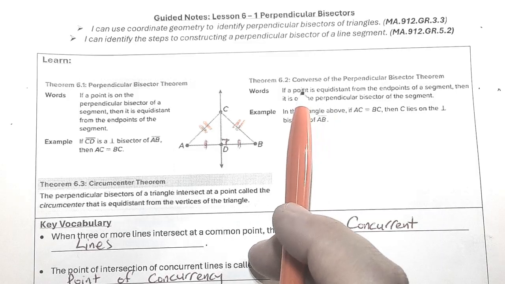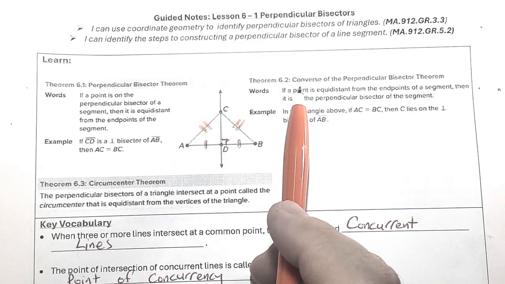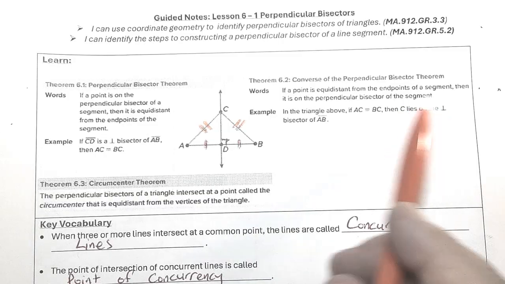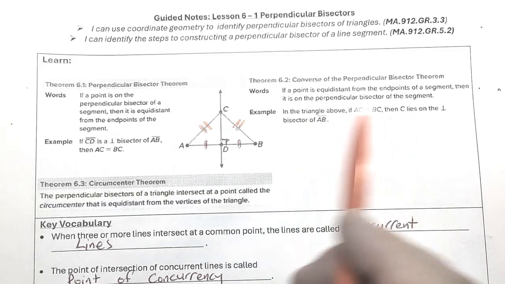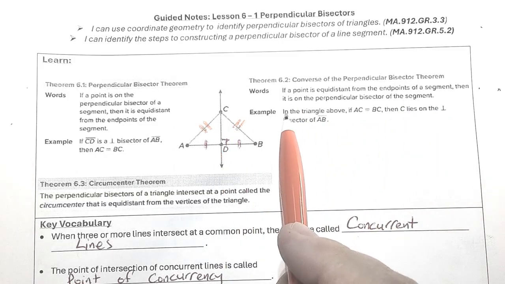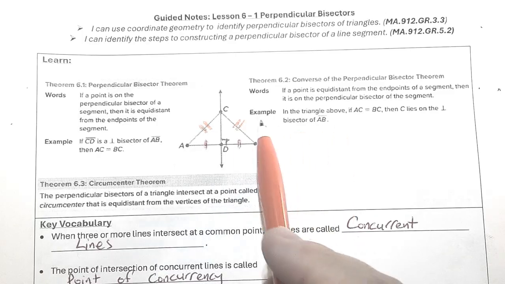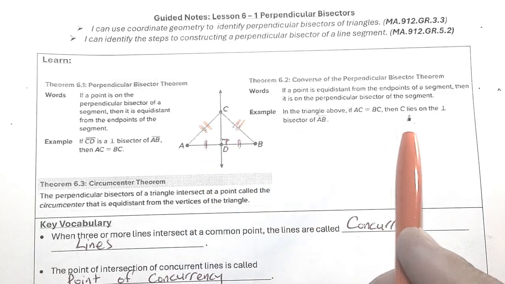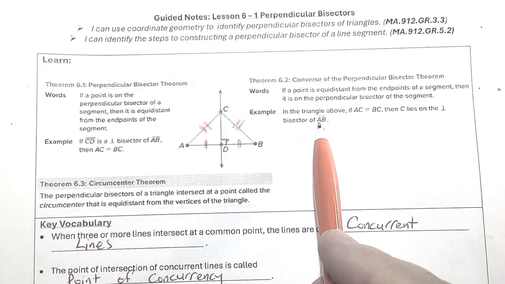And then the converse to this is theorem 6.2. If a point is equidistant from the endpoints of a segment, then it is on the perpendicular bisector of the segment. So an example in the triangle over here to the left, if AC is congruent to BC, then C lies on the perpendicular bisector of AB.